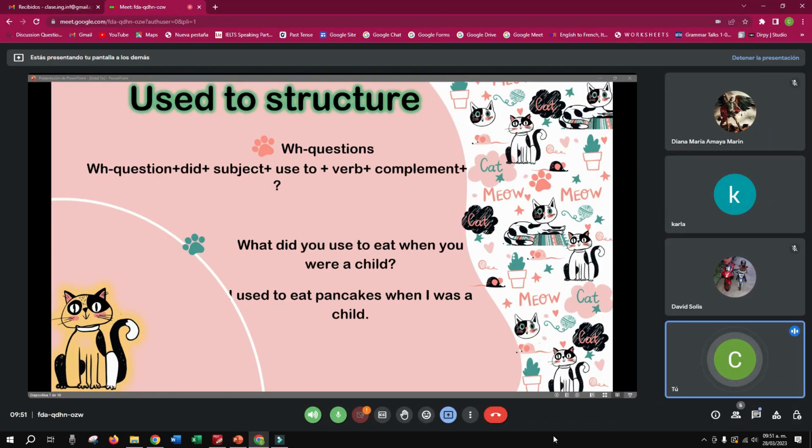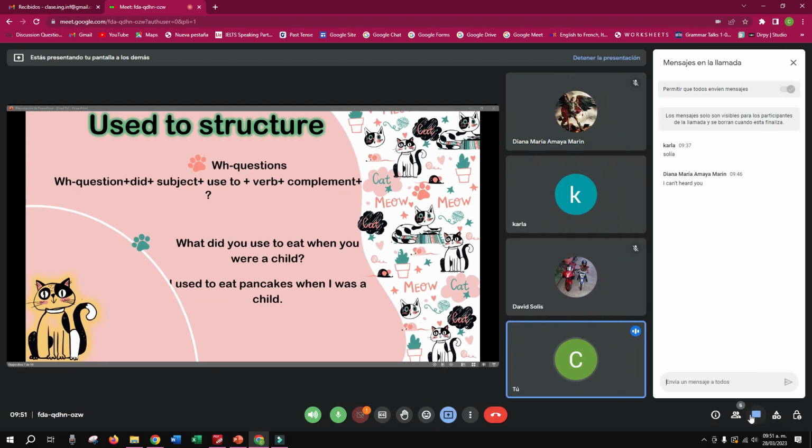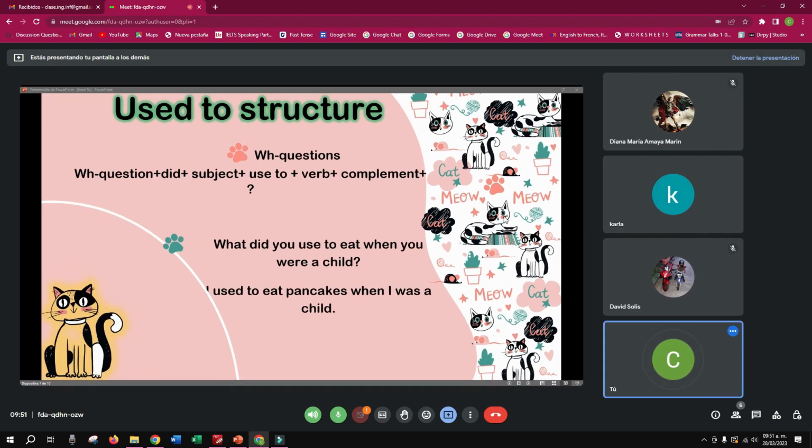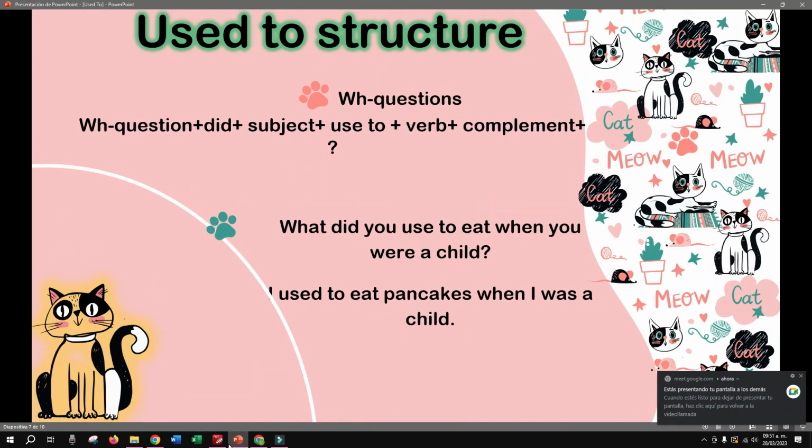I guess candy is an uncountable noun, right? So we cannot use it in that way. Maybe we can say sweets, but that would be another thing, right? So let's continue.